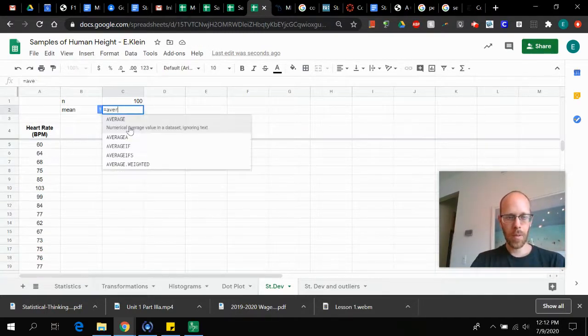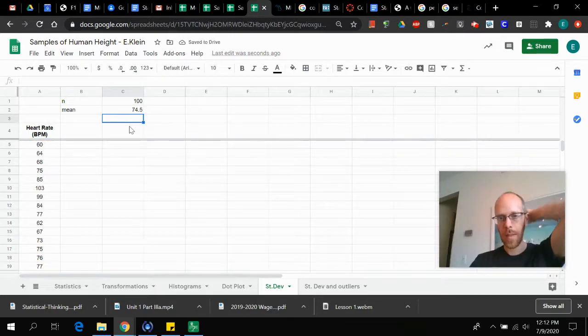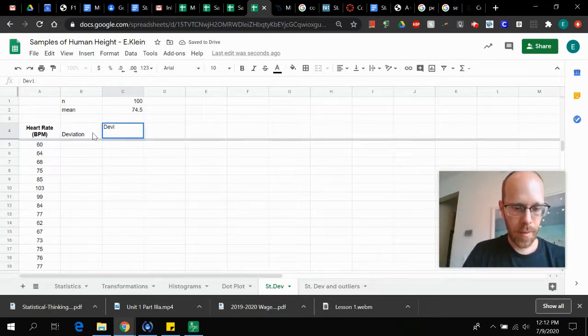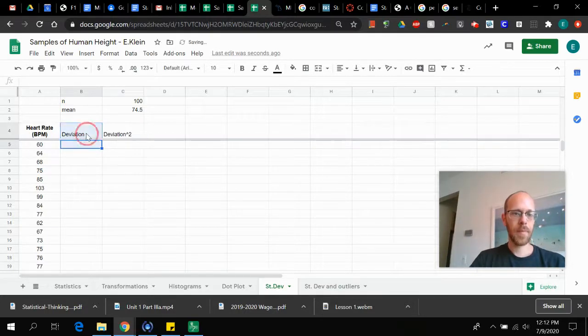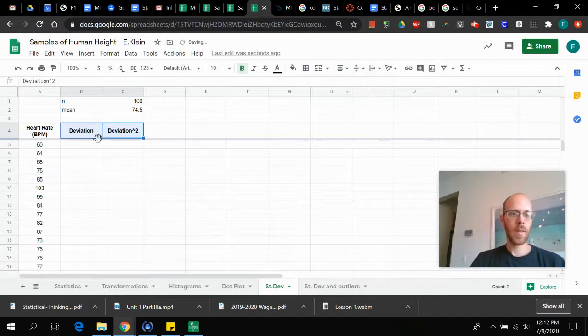And then the mean, we'll use the same range of values, which I saw was from A5 to A104. So our mean is 74.5, pretty close to what we saw on the histogram. Now we know that we are going to need the deviation and the deviation squared. And I'm going to take those. Boom. You guys know how I roll. I like them to be bolded. I like them to be centered. And I like them to be centered in the other direction.